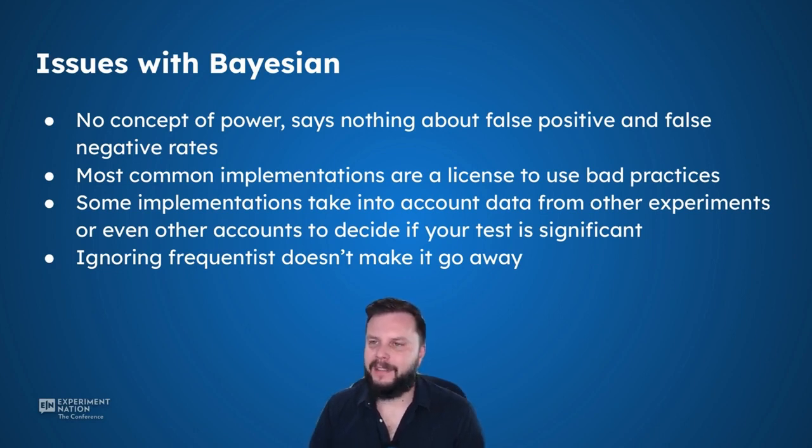To me, each test needs to be evaluated based on only what happens in the test. And then if you want to do meta analysis or comparisons between different tests, you're free to do that. But at least you know that the foundation is that this test is significant or not based on the details of this specific test, the data that we have for this test. But the problem with the Bayesian way of looking at things is it ends up being kind of like a license to use bad practices.